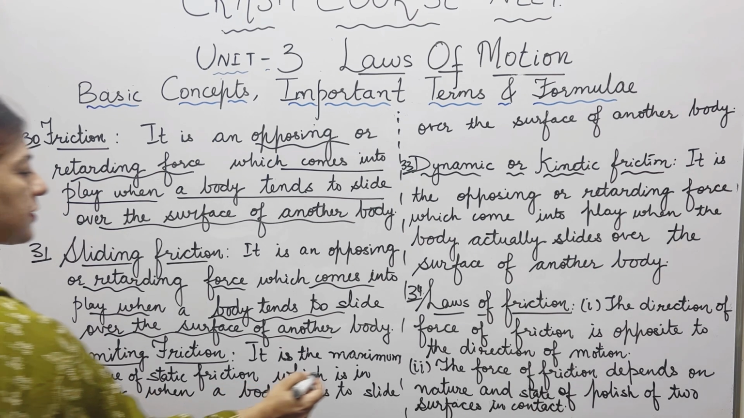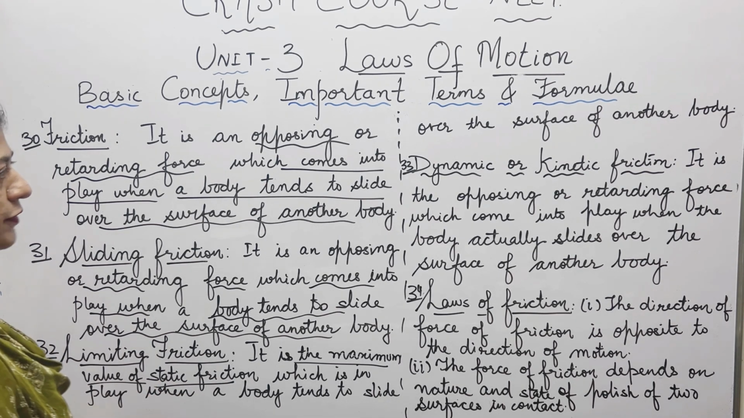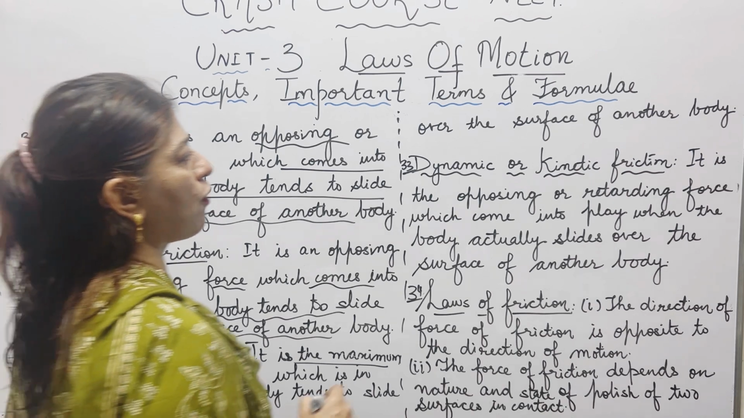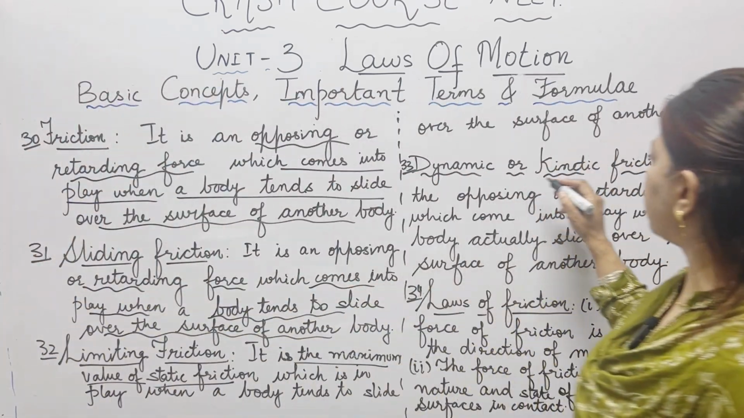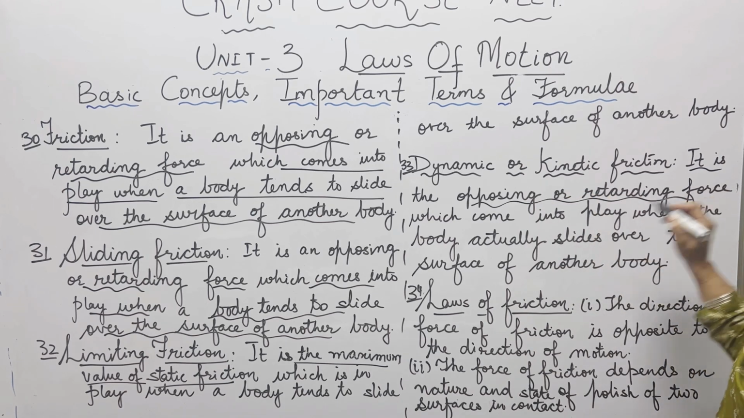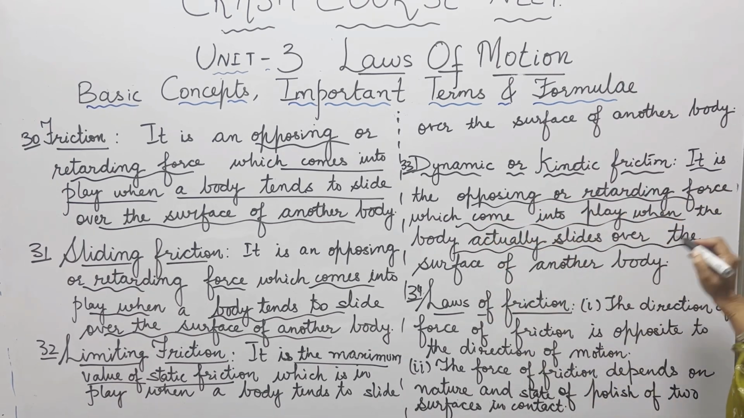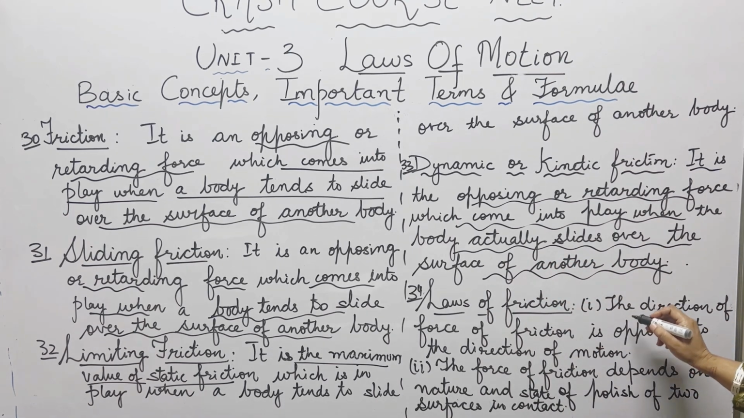It is the maximum value of static friction which is in play when a body tends to slide over the surface of another body. Dynamic or kinetic friction is the opposing or retarding force which comes into play when the body actually slides over the surface of another body. Next point is about the laws of friction.